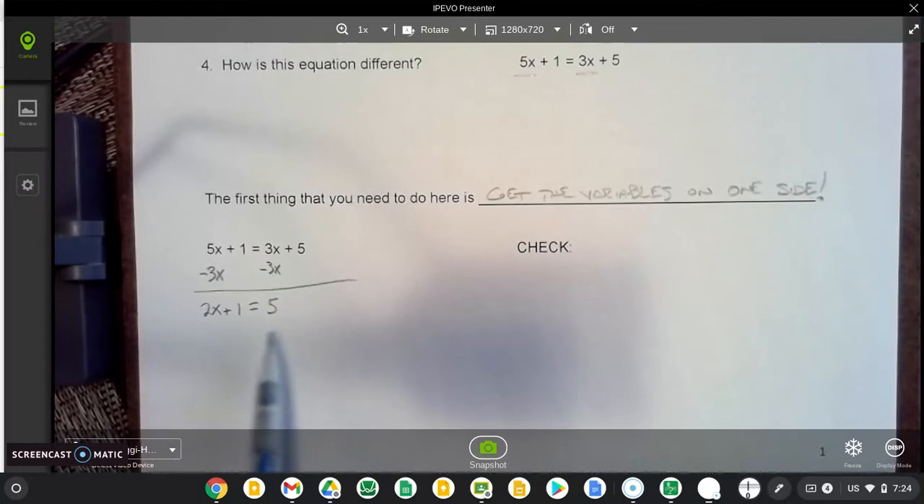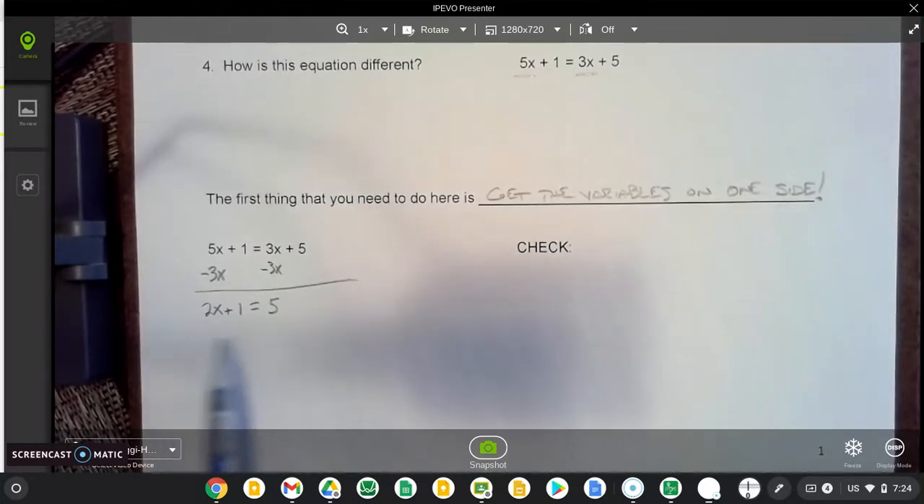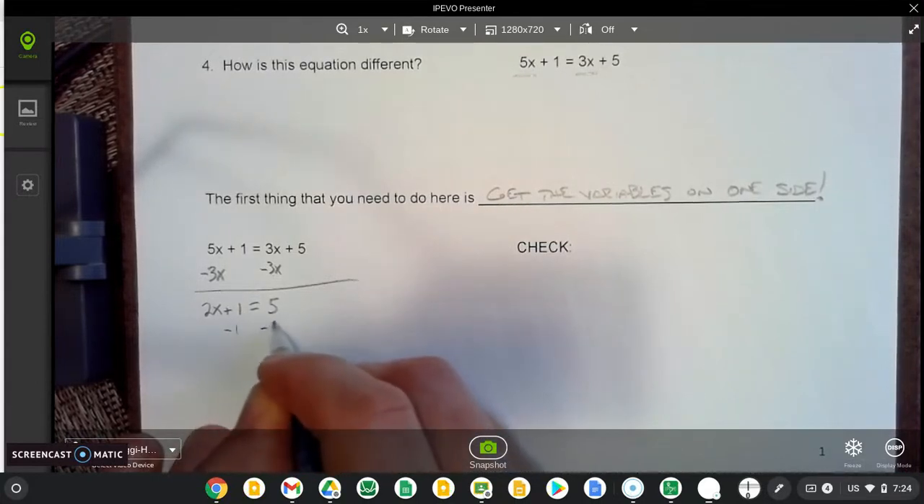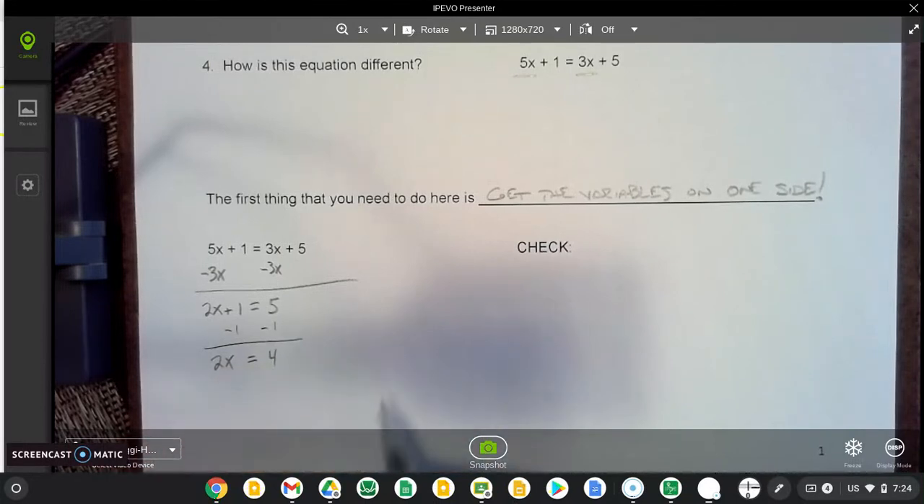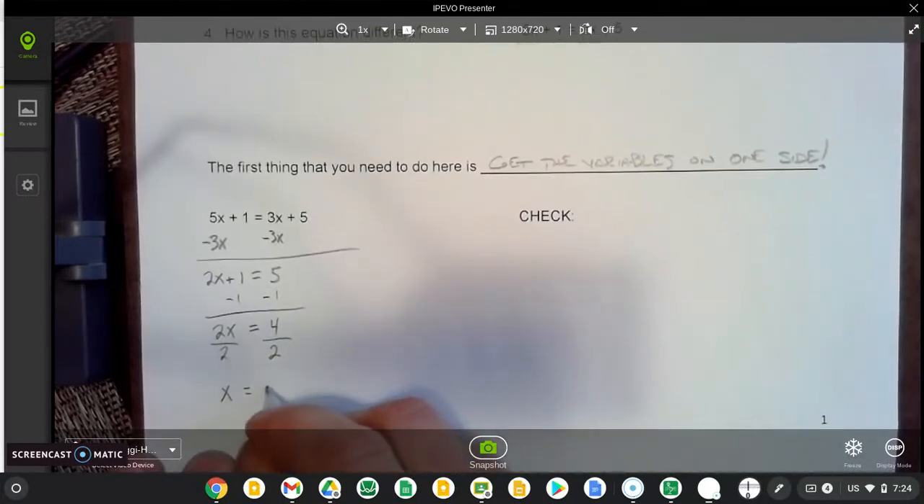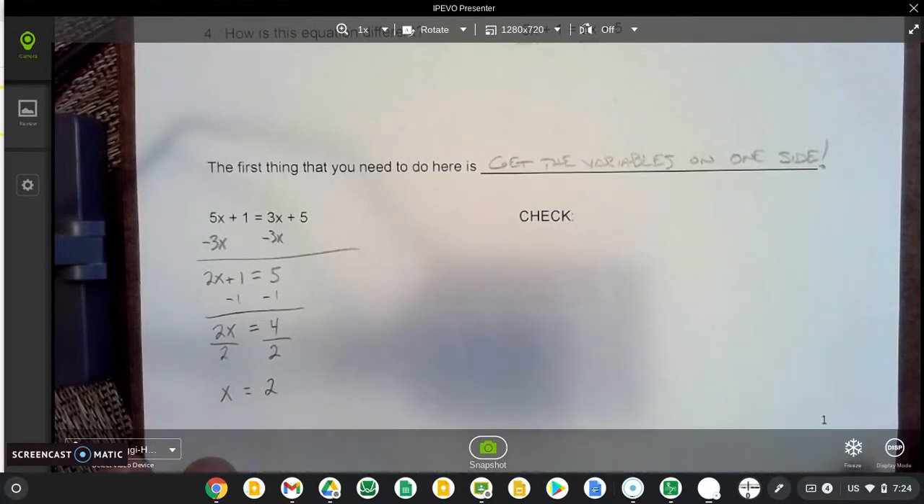And now notice I have a two-step equation. 2x plus 1 is equal to 5. I'll go ahead and subtract 1 on each side to get my 2x all alone. 2x is equal to 5 minus 1, which is 4. And now I'll divide each side by 2. All right, half of 2x is 1x, which is what we want. And 4 divided by 2 is 2. So x has a value of 2.